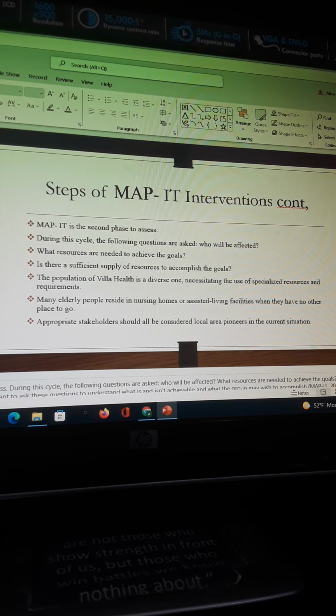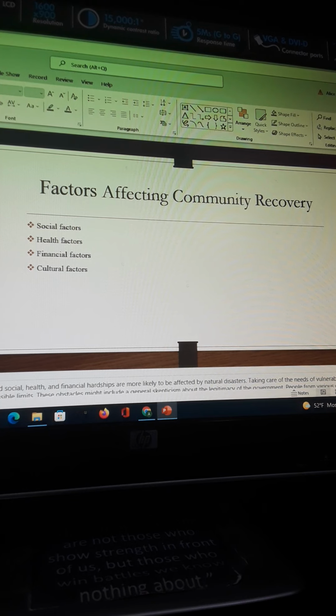The population of Villa Health is a diverse one, necessitating the use of specialized resources and requirements. Many elderly people reside in nursing homes or assisted living facilities when they have no other places to go. Appropriate stakeholders should be considered local area pioneers in the current situation. Factors affecting community recovery: social factors, health factors, financial factors, and cultural factors.